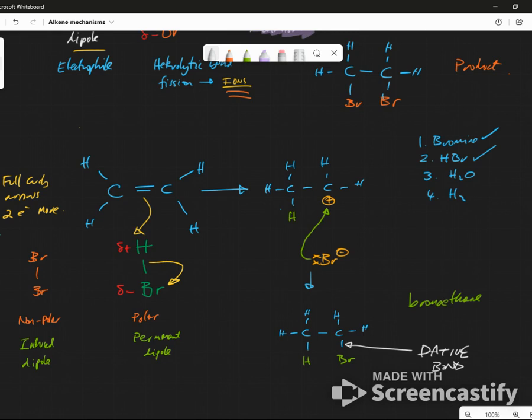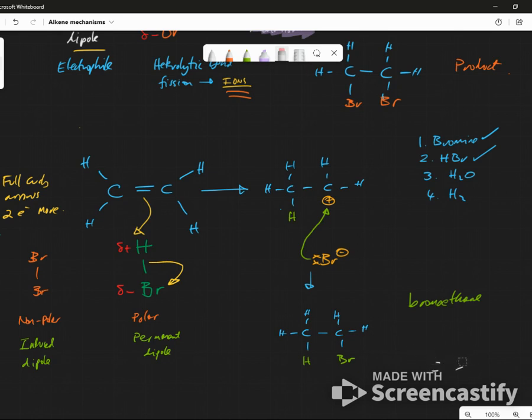But do you see it's a dative bond? Interestingly, this one is as well. They're both dative bonds. Now, you don't do this. What I'm going to do, I don't want you to do, okay? I'm just going to do it for illustrative purposes.